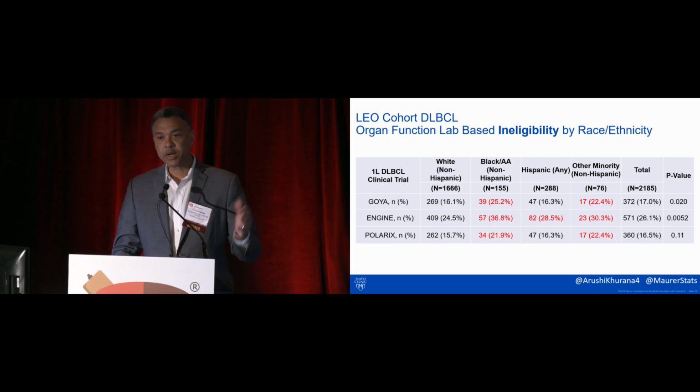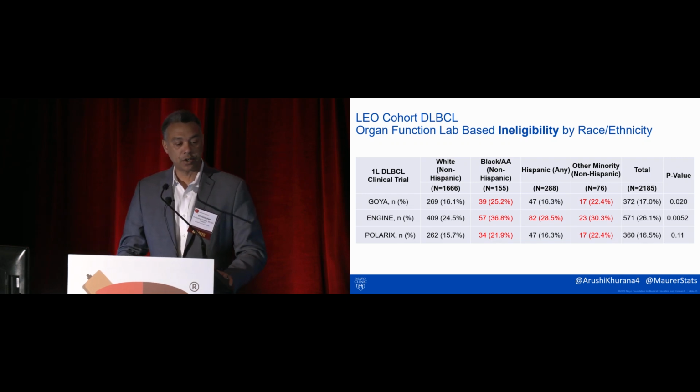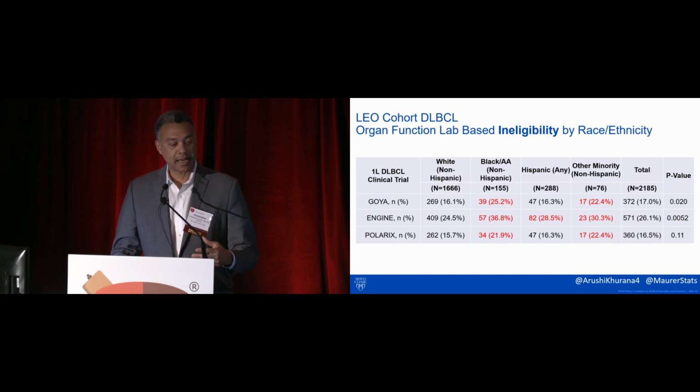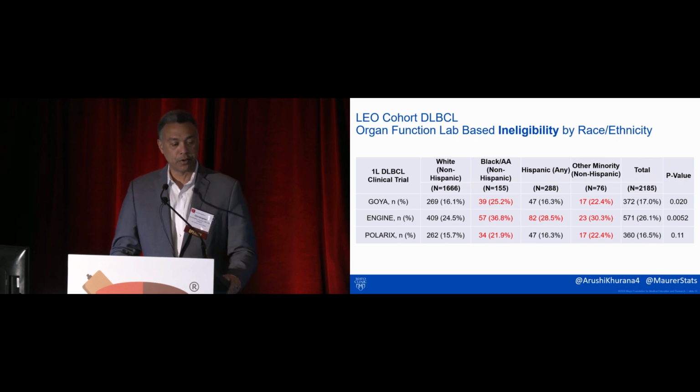And what you can see here is that if you look across the frontline trials for diffuse large B-cell lymphoma that have occurred over the last decade, that the eligibility criteria that were designed, and this is just looking at 5 laboratory-based eligibility criteria, not all eligibility criteria, that they actually disproportionately affected individuals that you would most like to have enrolled on those clinical trials to represent the demographics of the United States.